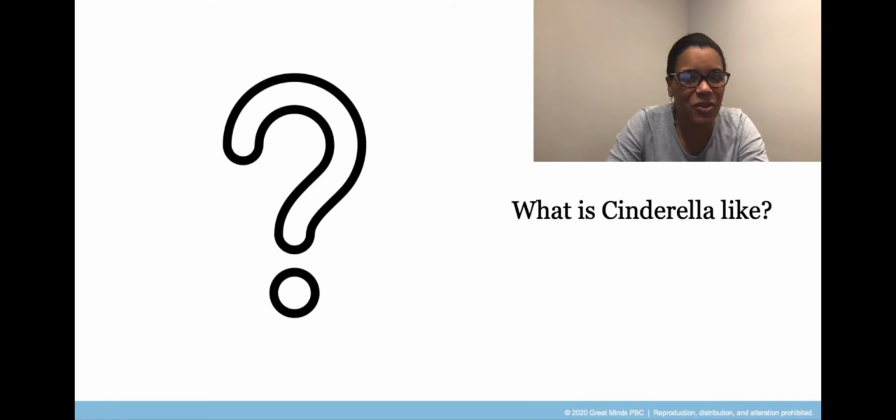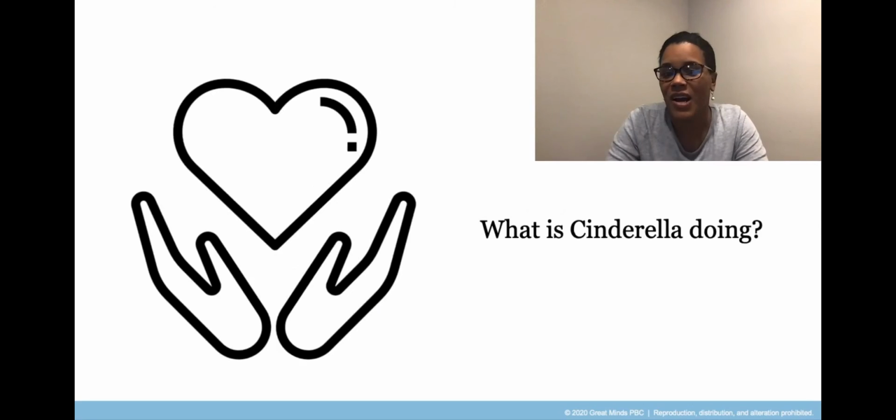Did you jot down a few words? I bet you did. We can infer from the way Cinderella helps her sisters get dressed for the ball that she is kind. So these actions show that Cinderella is kind. Okay, let's look at one more action and make an inference about Cinderella's character. Listen carefully as I read another page from the text.